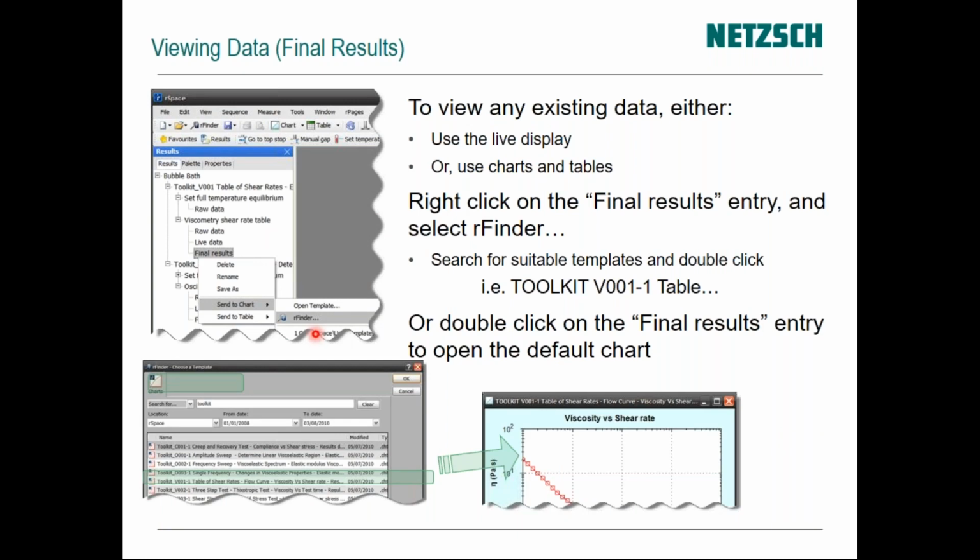This is how you'd send the data to a chart. So you click on, say, Final Results, right click, and then say send it to RFinder, and then you can find the right graph. So maybe you choose one of the graphs, and it will send it to the right graph, or send it to a table, or you can say open a template that you previously used, or you can change the template if you want to as well.